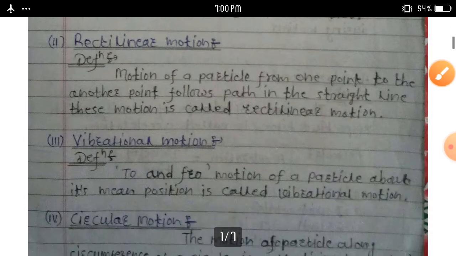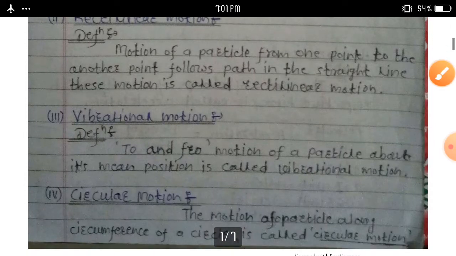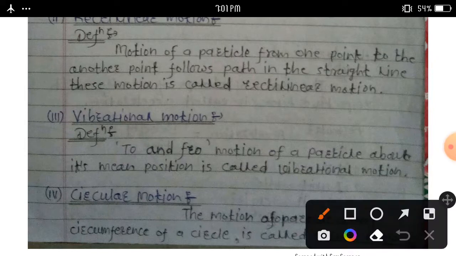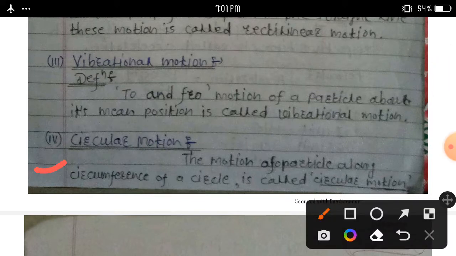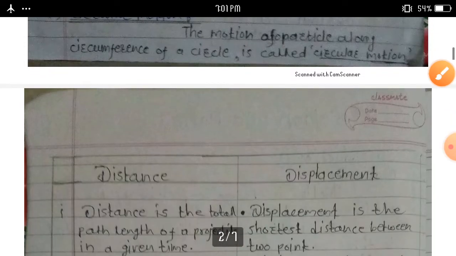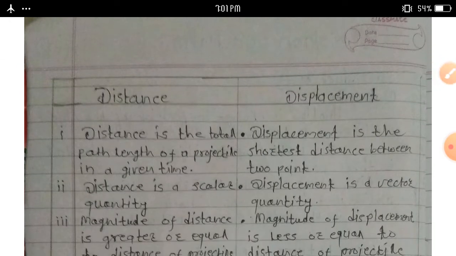Next type of motion is vibrational motion. Vibrational motion means what? Definition: to and fro motion of a particle about its mean position is called vibrational motion. And the next type of motion is circular motion. Simple definition of circular motion: the motion of a particle along the circumference of a circle is called circular motion. These are different types of motion.